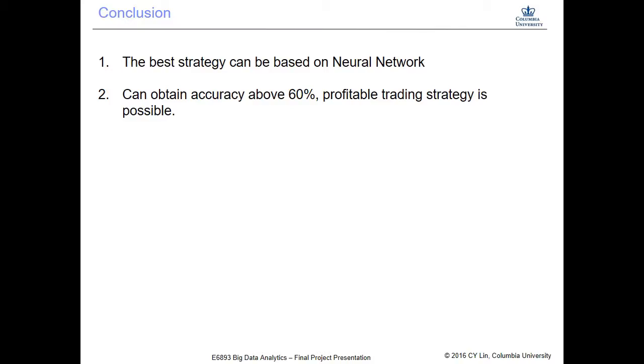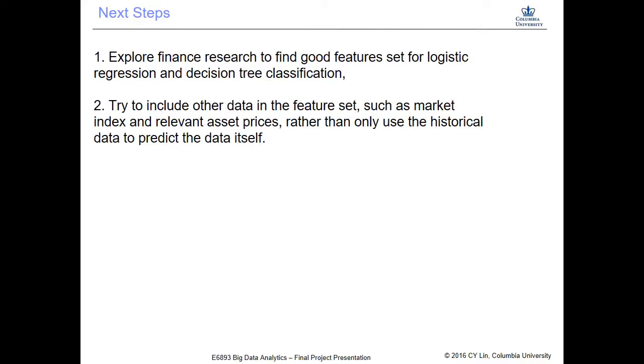In conclusion, the best strategy is based on the neural network, since it can obtain a prediction accuracy above 60%. A profitable trading strategy is possible. In the future, we want to increase the accuracy for logistic regression and decision tree classification. We will try to explore some financial research to find a good feature set, or try to include other datasets like the market index and relevant stock prices, rather than just using the historical data to predict the data itself.